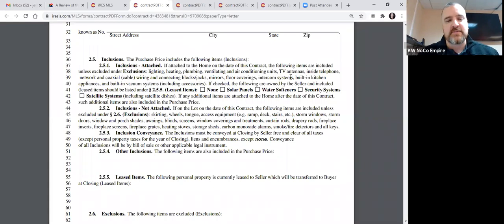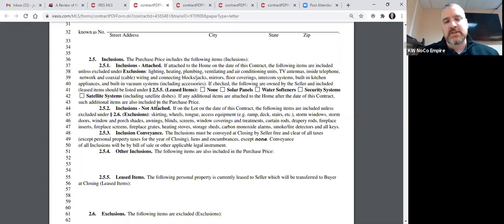Water softener systems, security systems, satellites, whatever. All of that stuff is similar to the contract to buy and sell. And if any additional items get attached to the home after the date of the contract, then those items are also included in the purchase price. Now here's where it gets a little bit different.